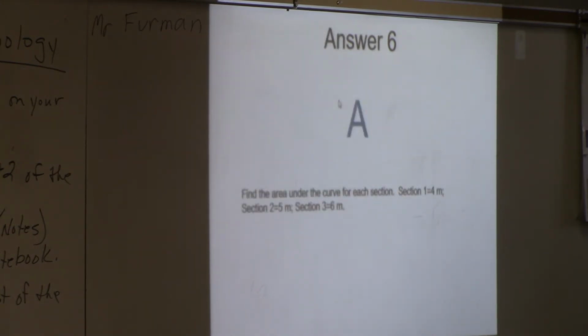So the answer is A. They actually did find the areas: 4 meters, section 2, 5 meters, section 3, 6 meters. But if you're just asked to rank them, you can just visually look and inspect the areas, and usually that would be sufficient.